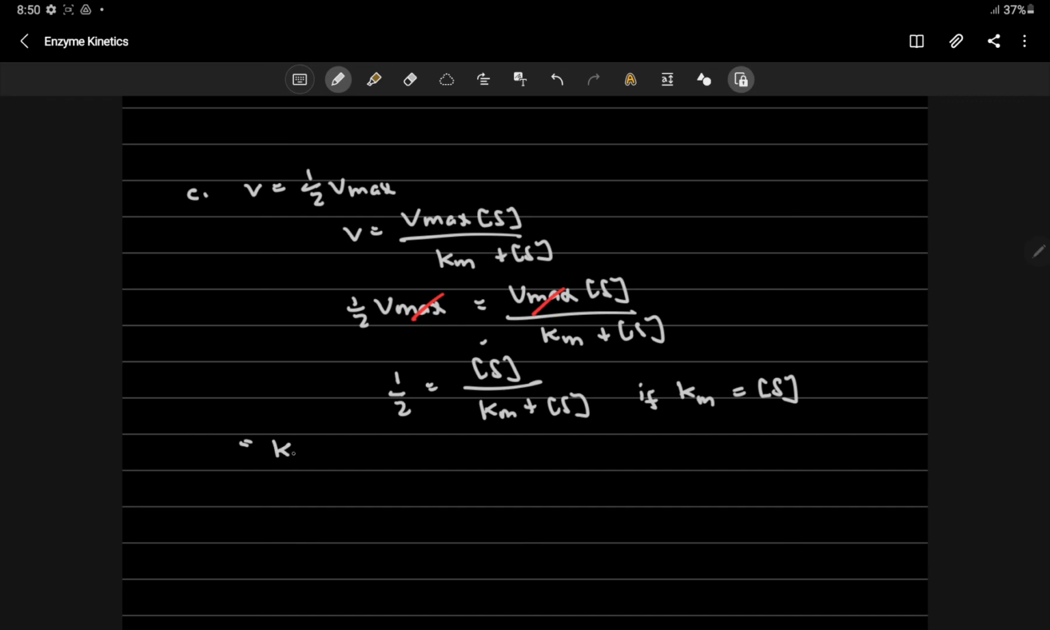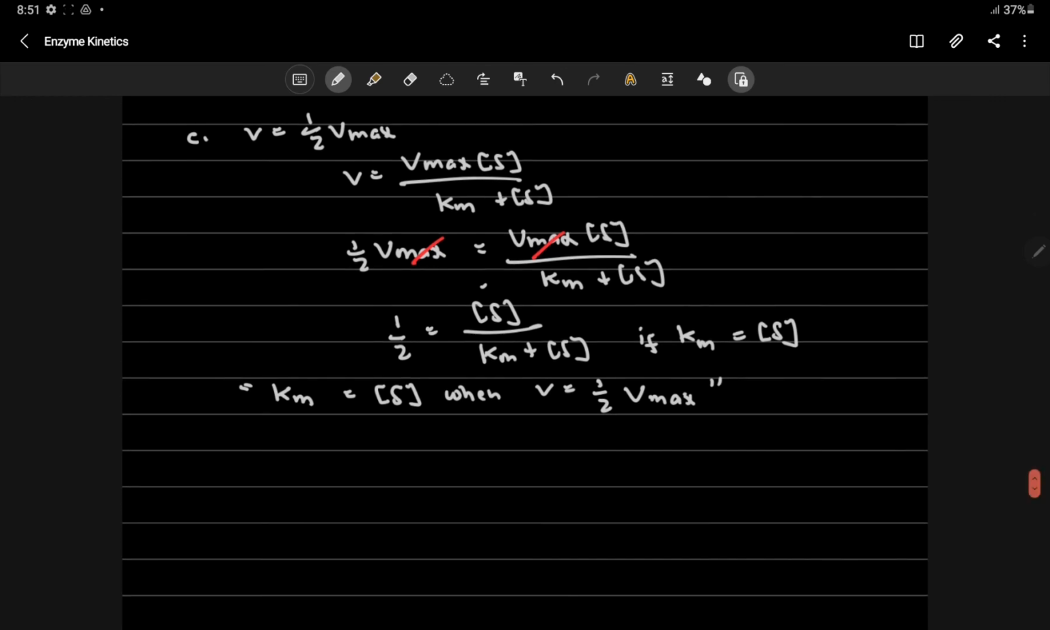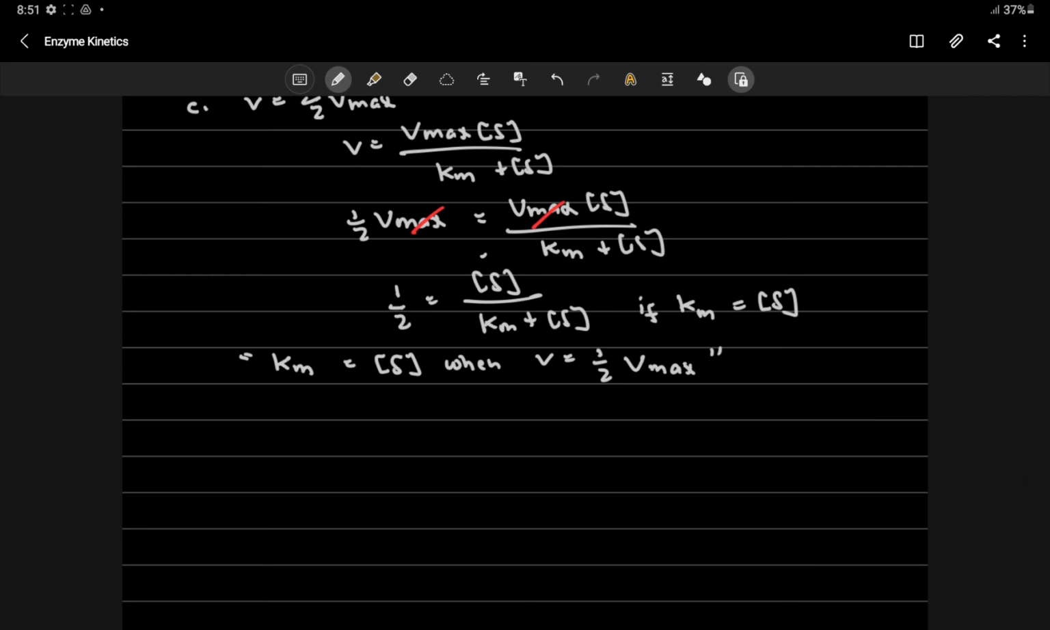So ang ibig sabihin, Km is equal to the substrate concentration pala kapag ang rate of reaction mo ay kalahati ng maximum. So, ganun ang ibig sabihin ni Km. Furthermore, Km has something to do with the affinity of the substrate to the enzyme. So, if you have the higher the value of Km, ang ibig sabihin nun is lower affinity of the substrate to the enzyme. So they will have an inverse relationship. The higher the Km, the lower the affinity.